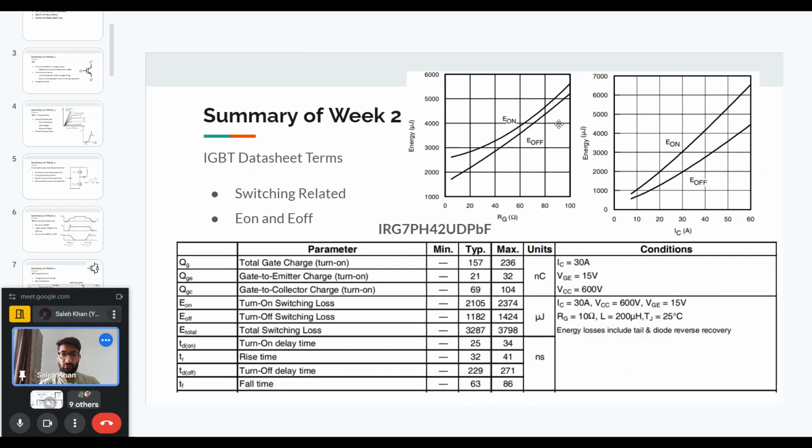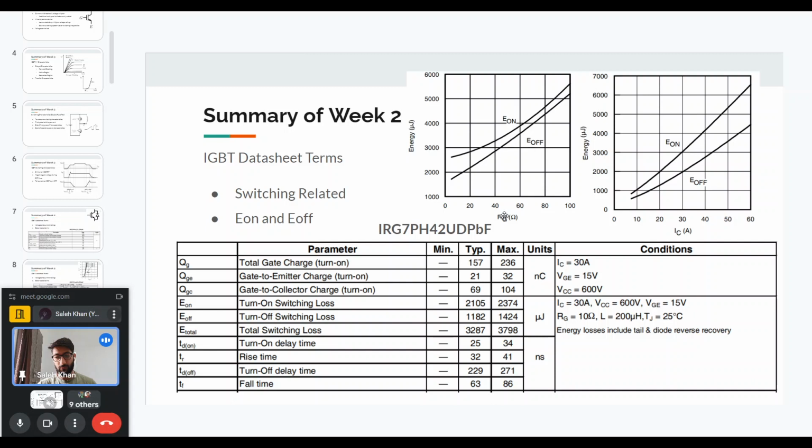And so this was about the IGBT data sheets. So the other terms like the thermal terms that are given, the thermal resistances, the power loss, power dissipation, and the diode related aspects, those have been covered in the previous sessions.